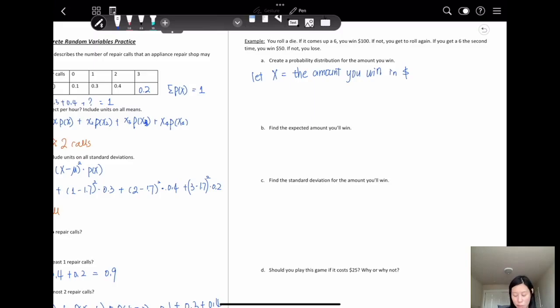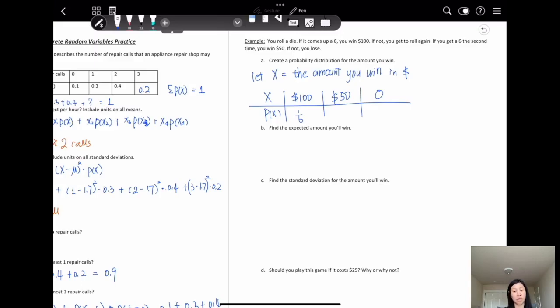Okay, so now let's create a discrete random variable table. So we have x and then the probability. So now think about it. You have the chance to win $100 or $50, or you didn't win anything. They didn't mention that you lose. So if you roll a die, it came up with 6. So what's the probability that when you roll a die and then you got 6? It's 1/6, right?